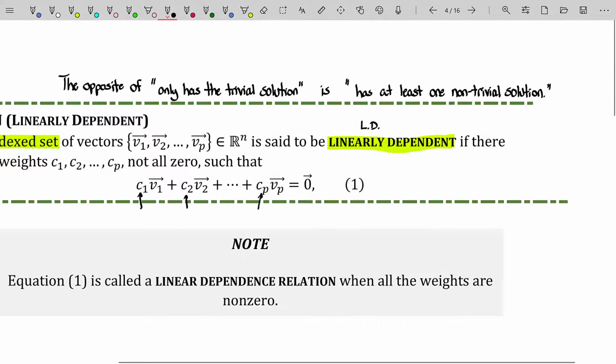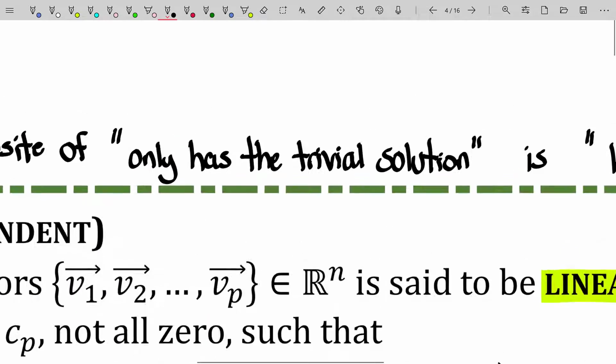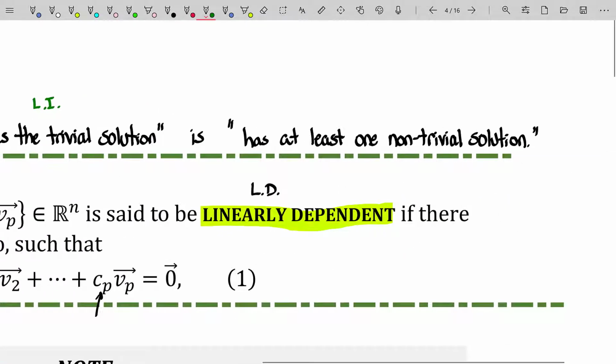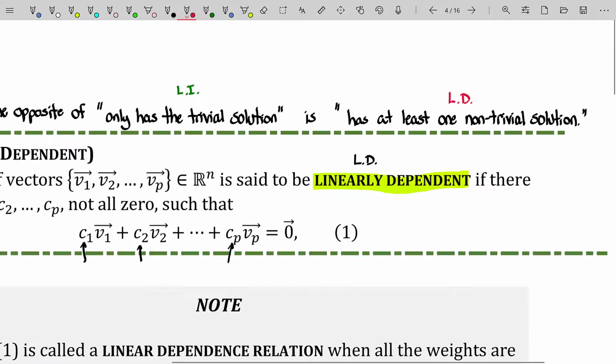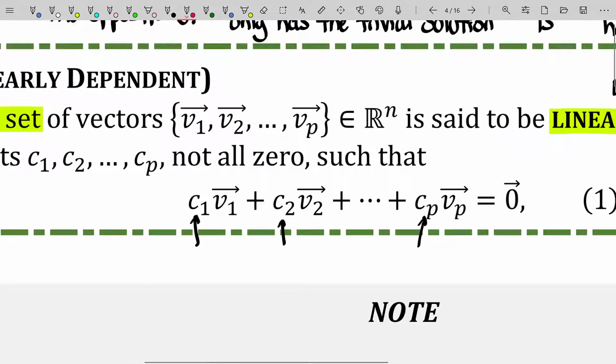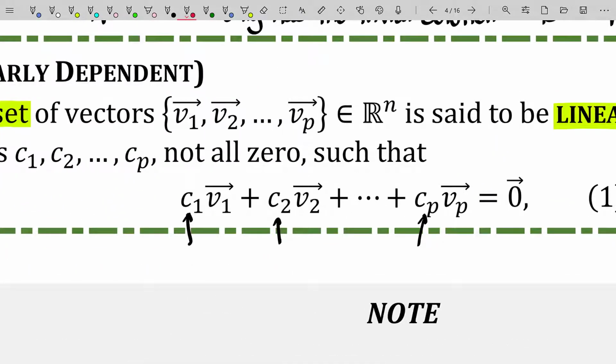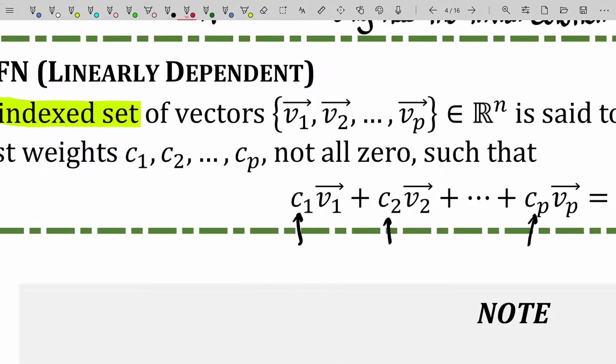All right, so the opposite of what we use for linear independence, I'll use Li right here above. The opposite of only having the trivial solution is having at least one non-trivial solution, and this will be for linear dependence. So again, looking at this linear combination, notice I didn't use x's there. The reason why I didn't use x's is because I only need one such set of weights, where not every single value in those weights is 0.